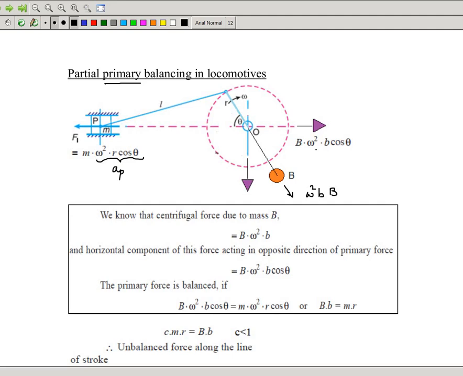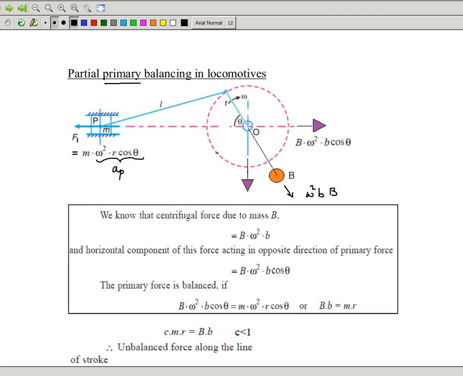Now if this B omega square b is equal to m omega square r, then along the center line this inertia force is balanced by this inertia force. So Bb equal to mr, where B is the balancing mass and b is the arm at which this balancing mass is placed, and if this Bb is equal to m multiplied by r, then there is a complete balancing along the center line.